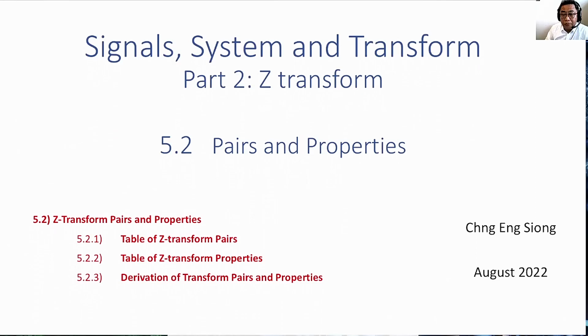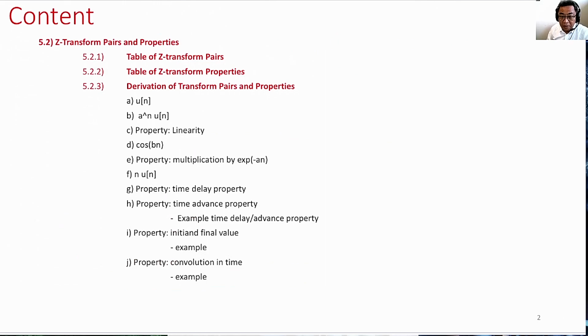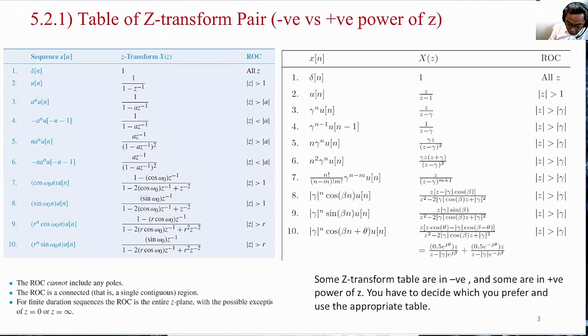We'll now continue with Z transform 5.2, pairs and properties. Here we'll study some Z transform pairs and their properties, and we'll derive some of these pairs and properties. We'll begin with the table of Z transform.